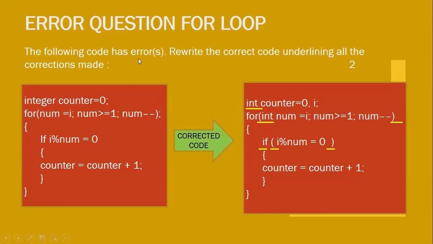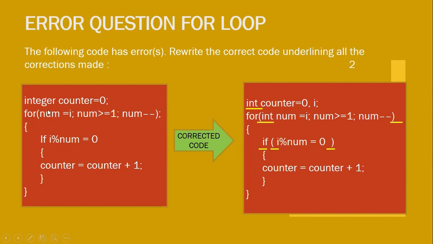The following code has some errors. Rewrite the corrected code, underlining all the corrections made. This type of question comes for 2 marks in the board exam. We must understand how to do this question. So this is the question given to us.